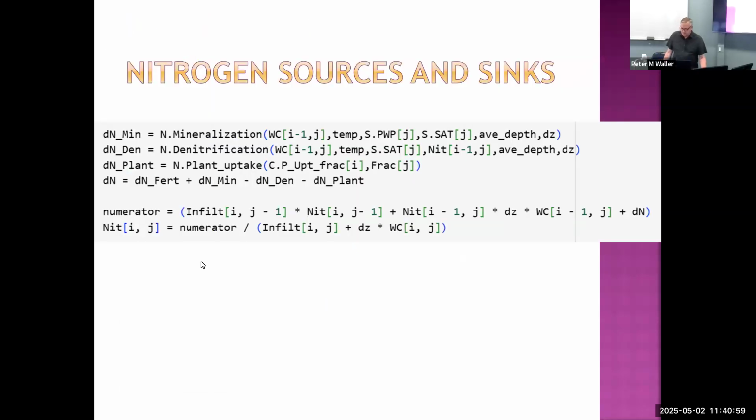Okay, so here's the summary of everything. We have our DN min, DN denitrification, DN plant. My fertilization was above it. We add them all up together, and that's my total change. And then we add that DN to the end of the equation.